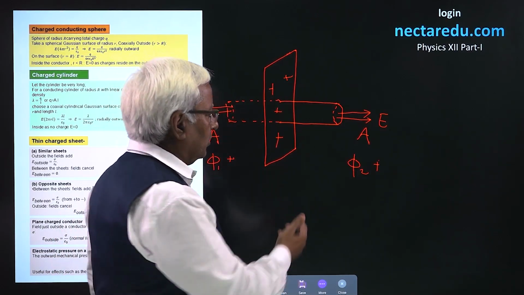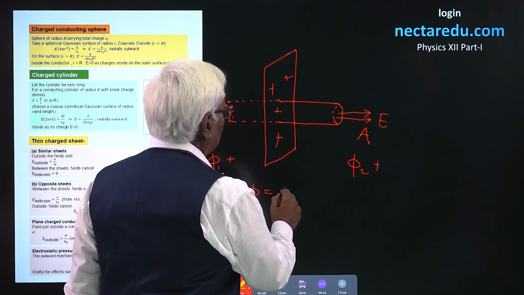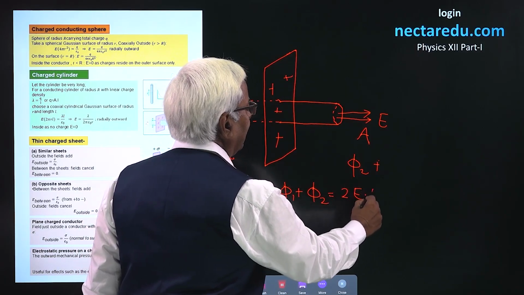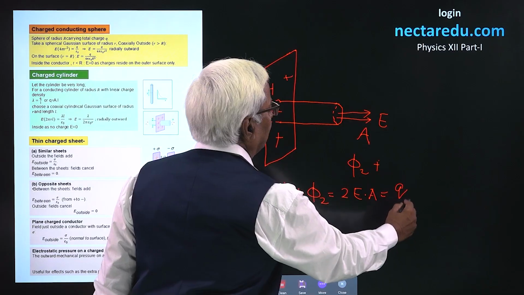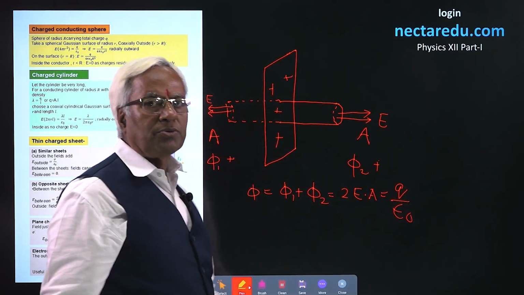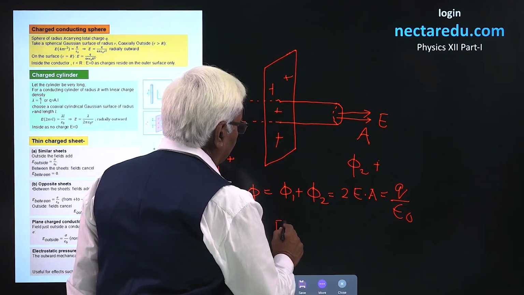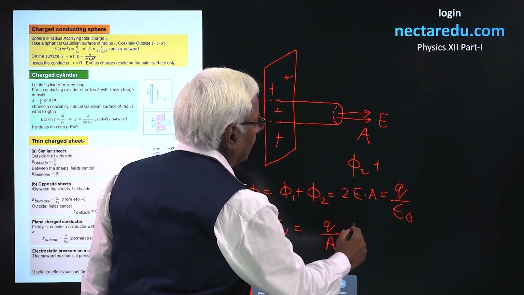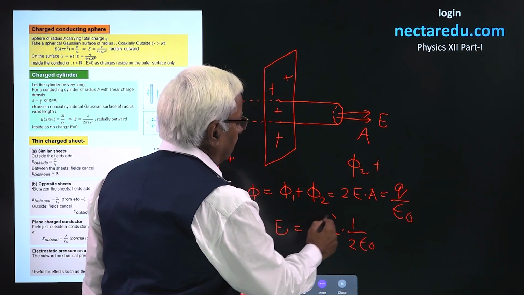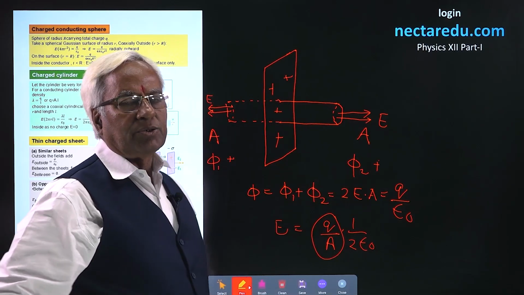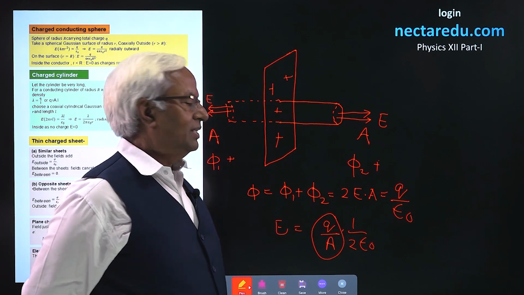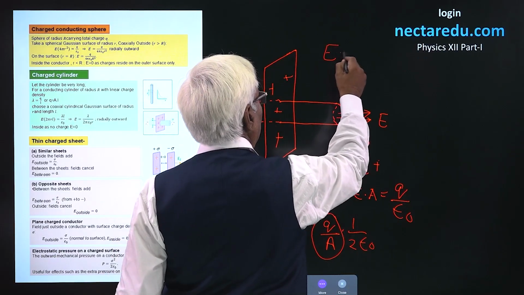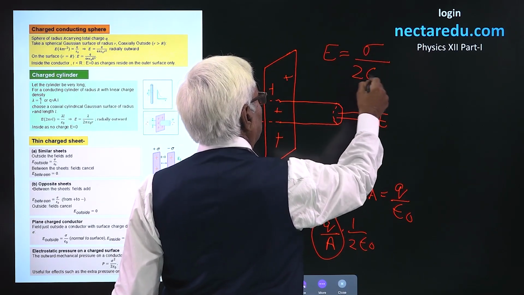So total flux, because both are positive, is going to be the sum of the two, phi 1 plus phi 2, that is 2EA, and flux is again Q upon epsilon naught according to Gauss's theorem. So what remains is E given by Q upon A times 1 upon 2 epsilon naught. What is this Q upon A? That's known as charge per unit surface area. It's also called surface density of charge. So we get the formula for electric field, sigma upon 2 epsilon naught.